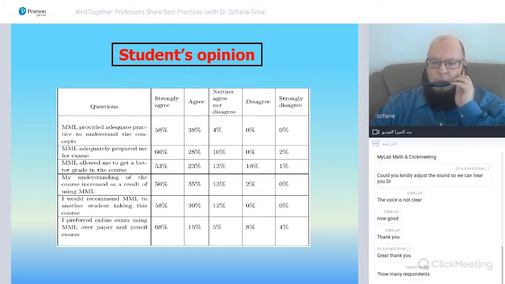How many respondents? I think, if I remember, around 150 or something. I don't remember the exact number now, but it was a big number.